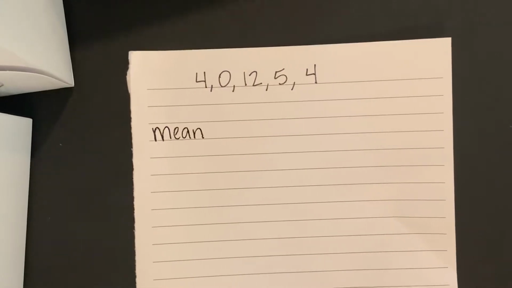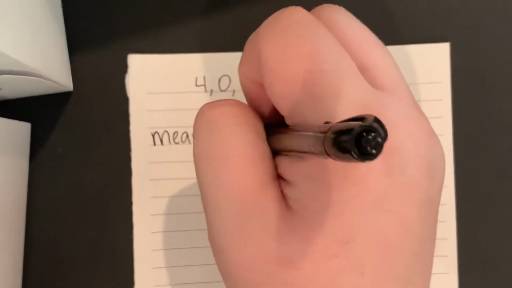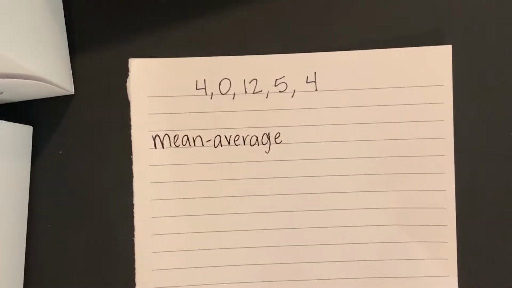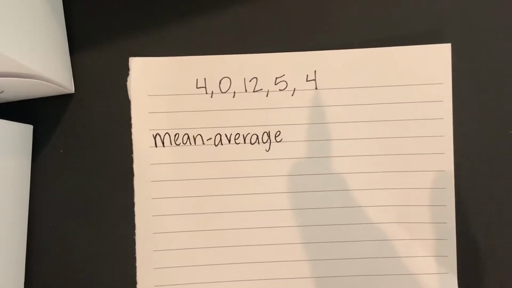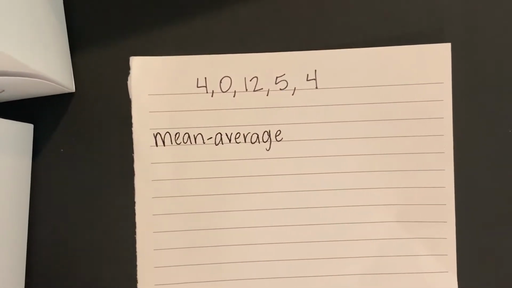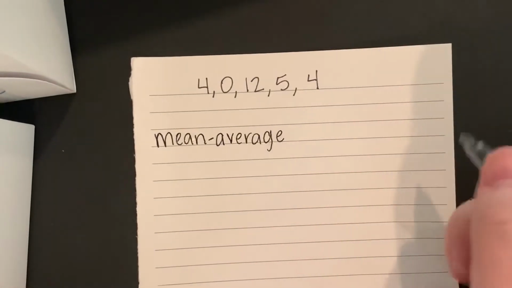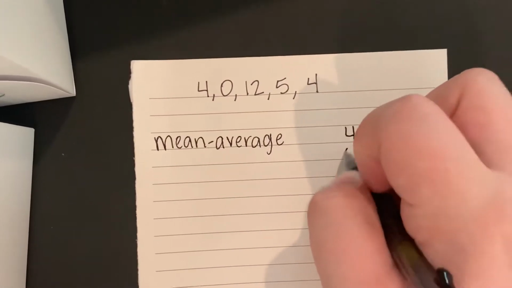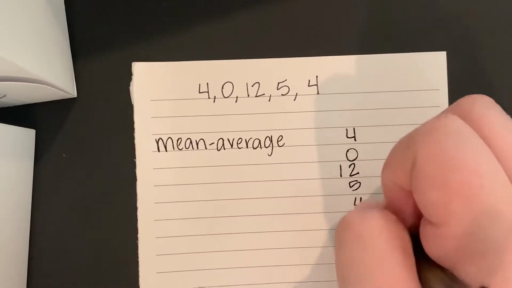And mean is really just another word for average. So when you think about mean, you can think about, for example, how your grades are calculated, where we add them all up and divide by how many there is. So if we look at this set of numbers here, if we're going to find the average of this set of numbers, or the mean, the first thing we're going to do is we're going to add all these numbers up. So we've got 4, 0, 12, 5, and 4. So I am just going to add them all up, or you can add them two at a time, however you want to do it.